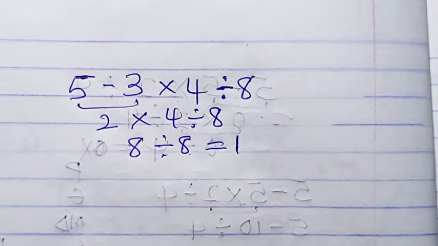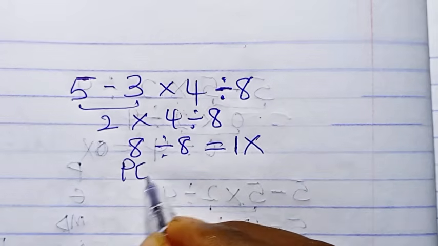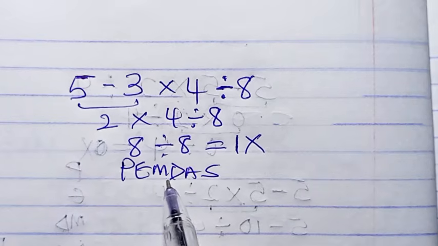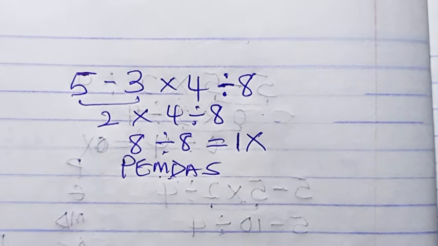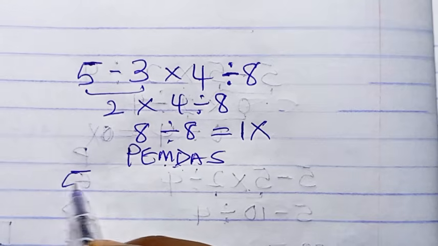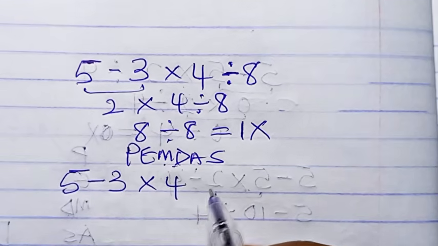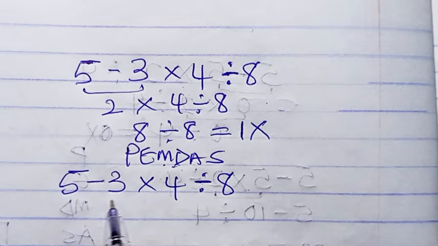This answer is wrong because according to PEMDAS, we have to solve multiplication first, followed by division, before addition and subtraction. Alright? So now if we solve this correctly, let me write the question down again. So now 5 minus 3 times 4 divided by 8.